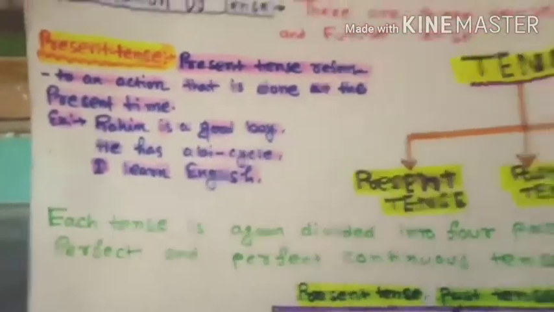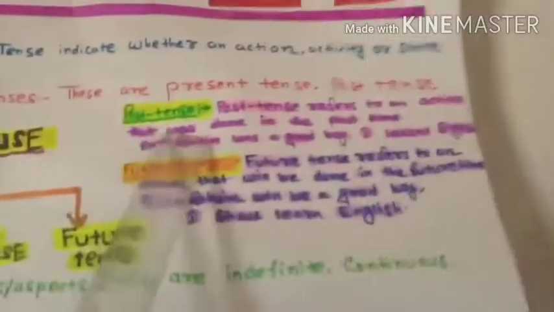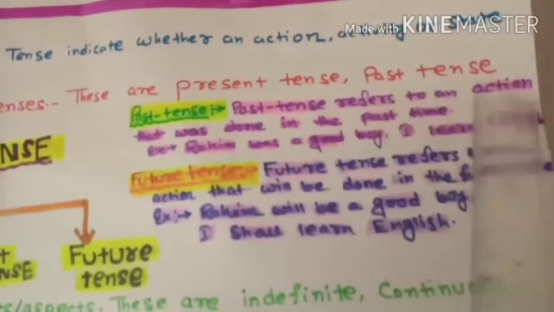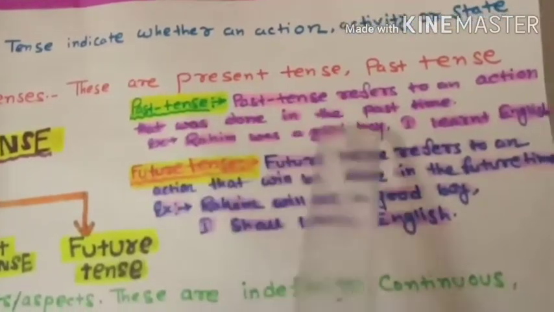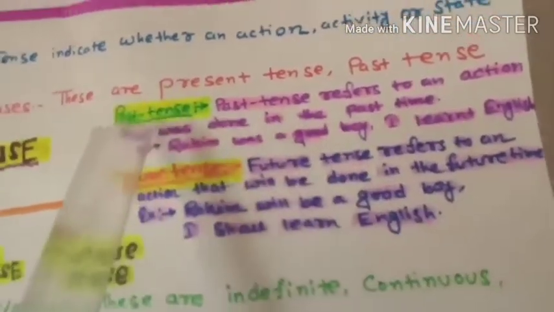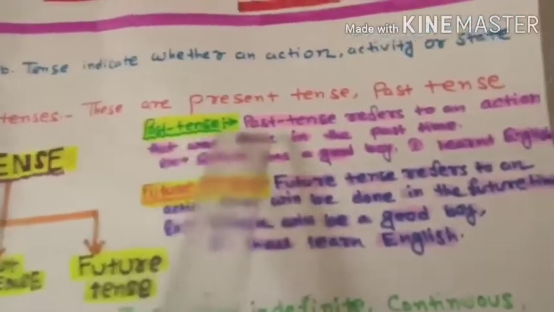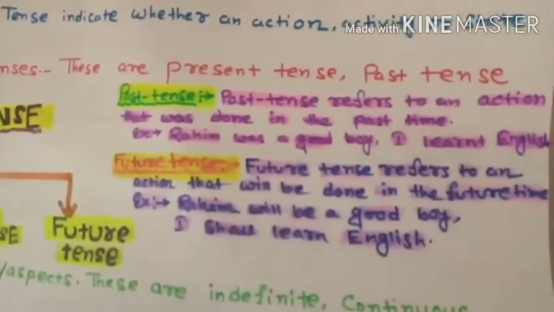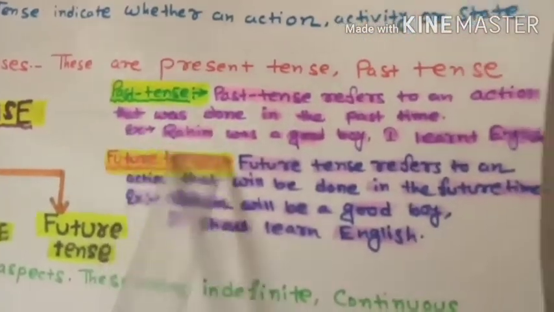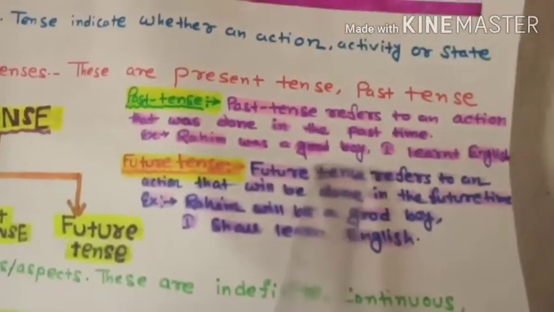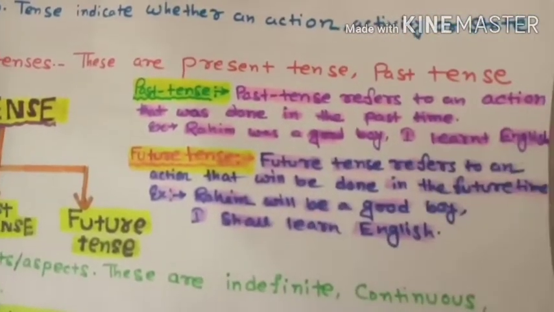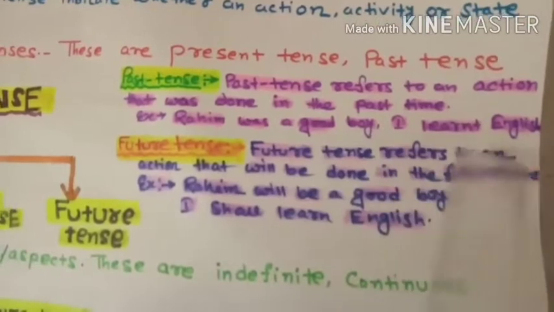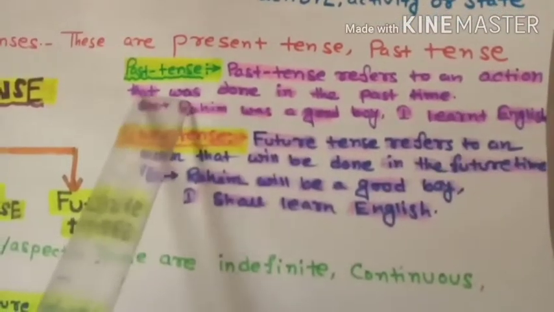Now move to the second one. It is past tense. What do we mean by past tense? Past tense refers to an action that was done in the past time. For example, you can say Rahim was a good boy. I learned English. These are the examples of past tense.